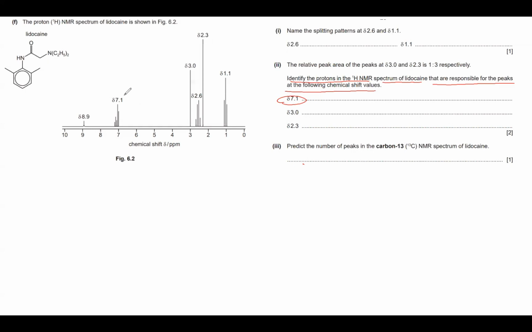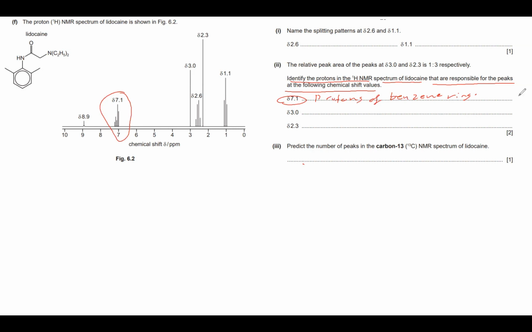So yeah, at 7.1 here, this area always belongs to the protons of benzene ring. It always gives a signal at 6.5 to 7, and we usually have a multiplet for this. Okay, so here we have the protons of benzene ring. Okay, this is the protons of benzene ring.